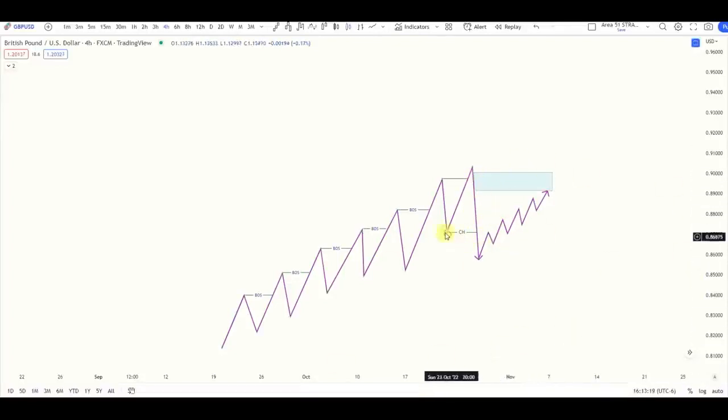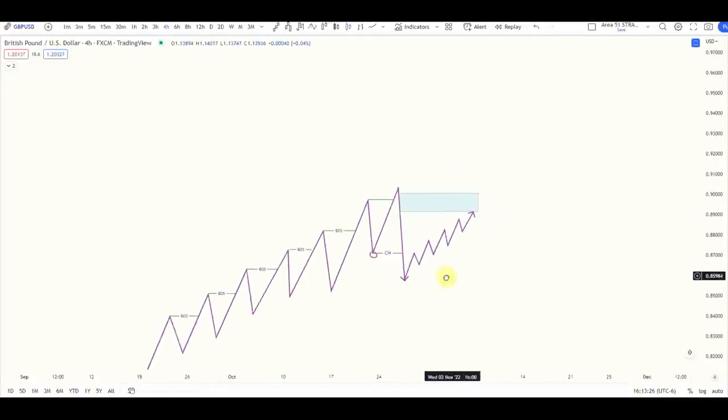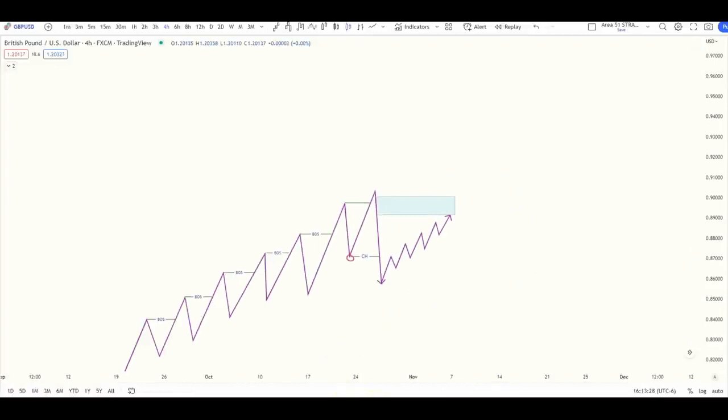Once we confirm this change of character, we're going to go to the lower time frame, like the 30 minutes, 15 minutes, or even 5 minutes. So once we go to the lower time frame, we look for a confirmation. We have a low, but it's not really confirmed unless we have a higher low. Creating a higher low will give us a confirmation.